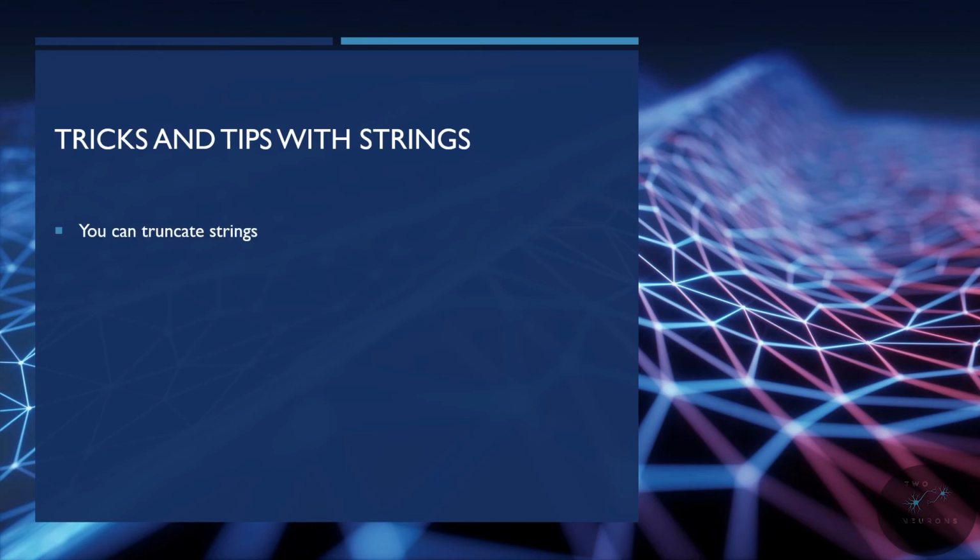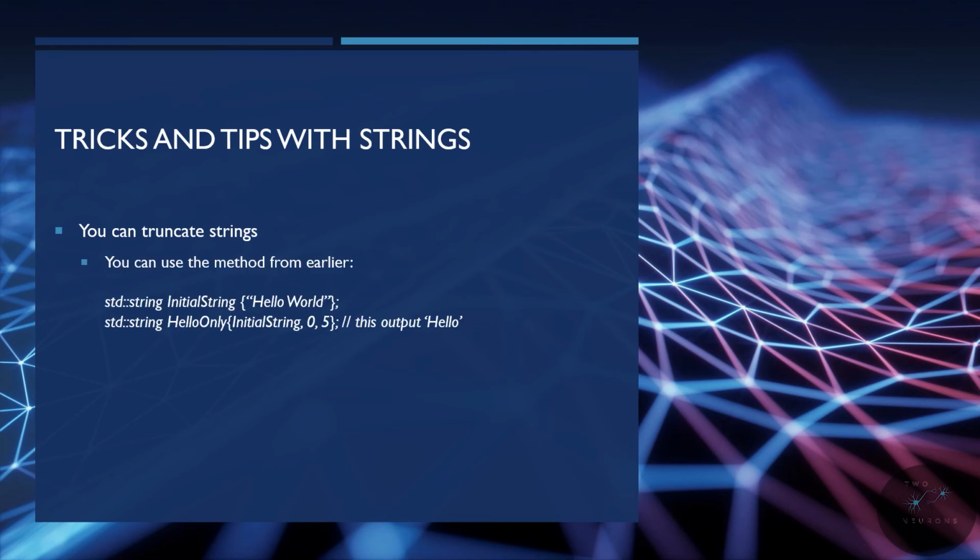Now, we kind of already saw this from earlier. We can use the first trick I showed you in that we can have an initial string, so our hello world again, and then we can call up the initial string and start at 0 and go 5 characters. So that would cover all the word hello, and we'll output the word hello.